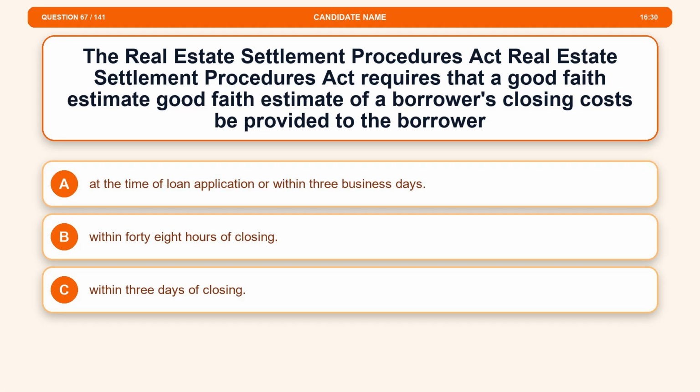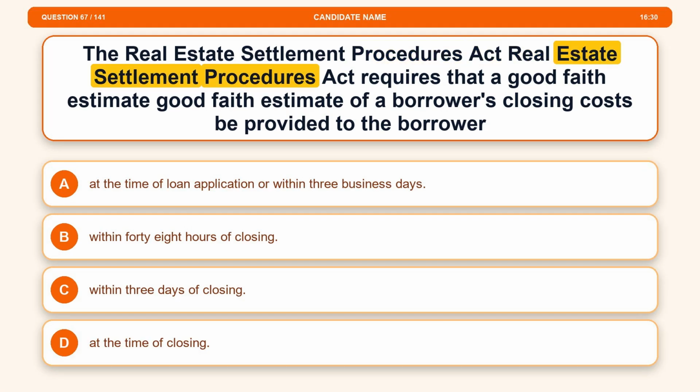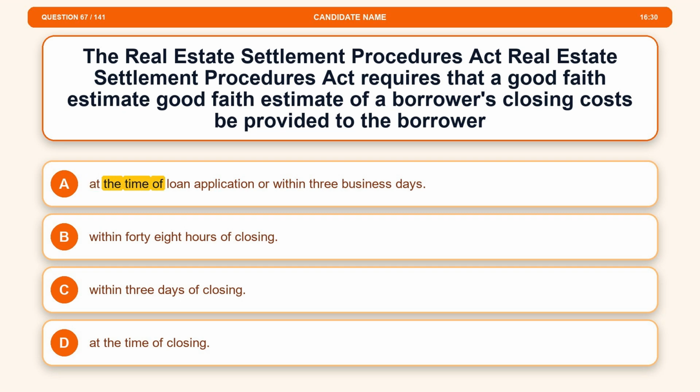Question 67. The Real Estate Settlement Procedures Act requires that a good faith estimate of a borrower's closing costs be provided to the borrower. Option A, at the time of the loan application or within 3 business days. Option B, within 48 hours of closing. Option C, within 3 days of closing. Option D, at the time of closing.